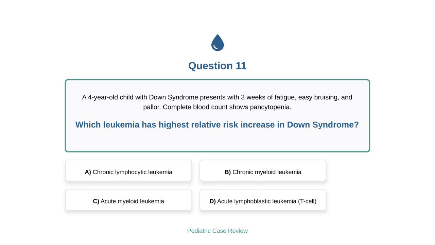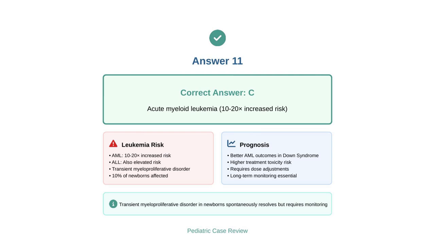Option A, chronic lymphocytic leukemia. Option B, chronic myeloid leukemia. Option C, acute myeloid leukemia. Option D, acute lymphoblastic leukemia T-cell type. The correct answer is C.